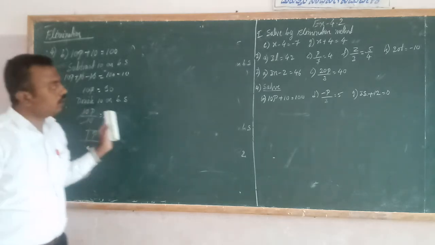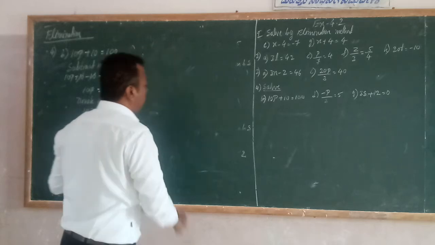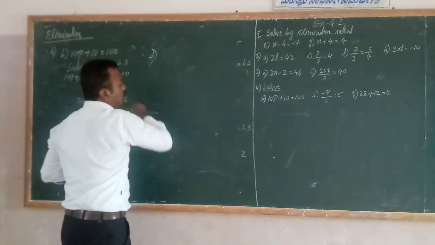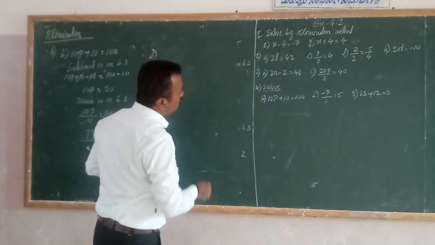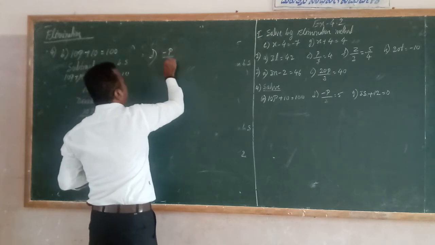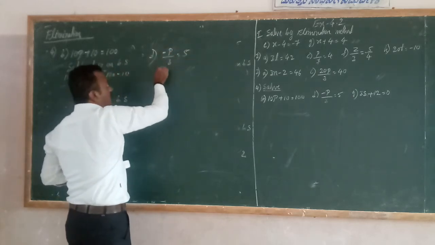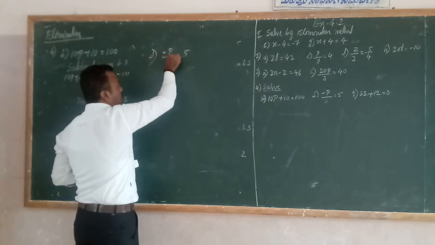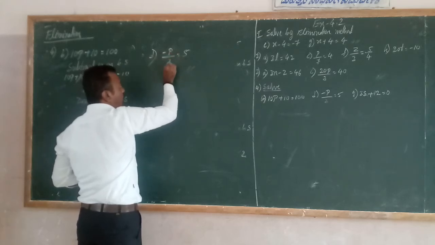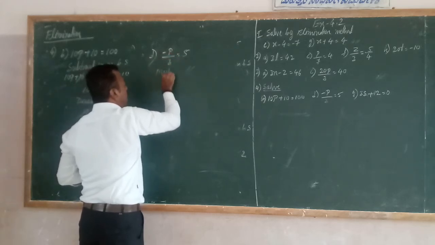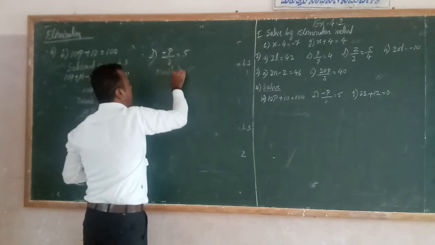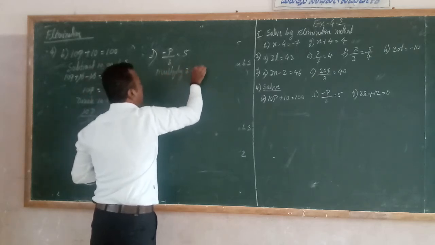Understood? So like that, question number D. I will show question number D. So what is question number D? Minus p by 3 is equal to 5. See, don't consider the minus here. Consider that the divided by sign is there, so we have to do multiplication first. Multiply 3 on both sides.